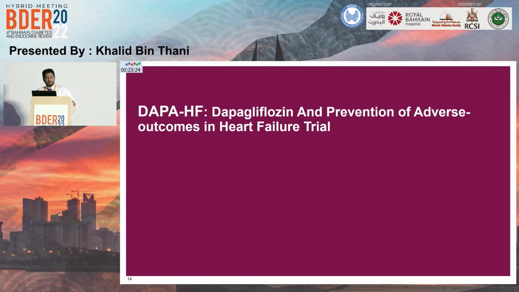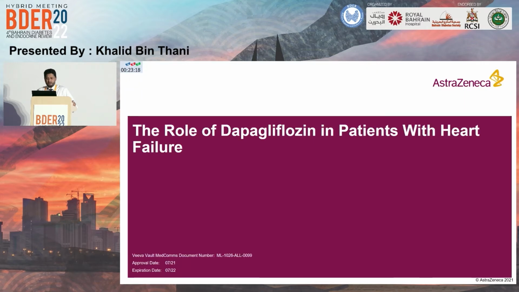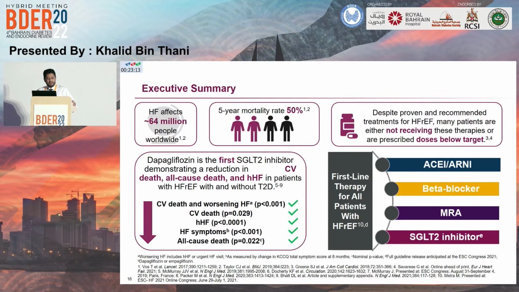So, what about the DAPA-HF, the dapagliflozin and prevention of adverse outcome in heart failure trial? They tested the role of dapagliflozin in heart failure patients, and in general, when you look at heart failure, its effect, as we mentioned, is 64 million people worldwide. The 5-year mortality is around 50% for these patients.